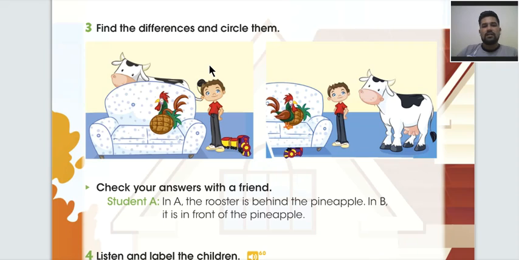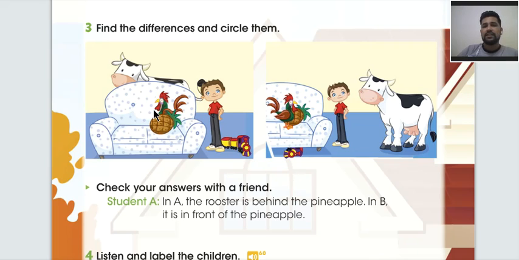Find the difference and circle them. What differences? In, on, under, behind, next to, in front of, etc. For example, in picture A and picture B. In A, the rooster is behind the pineapple. In B, it's in front of the pineapple, right? That's the difference. In picture A, the rooster is behind the pineapple, and in picture B, it's in front of the pineapple.